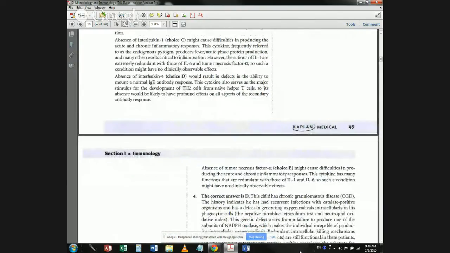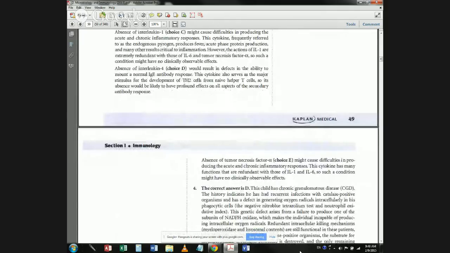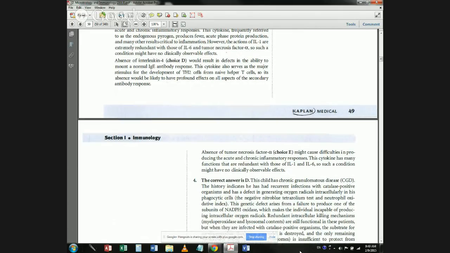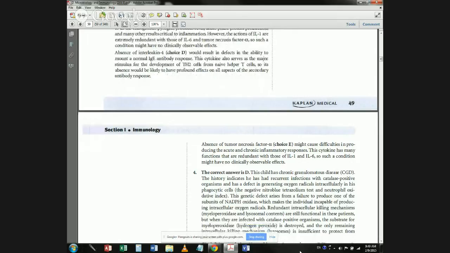D, it is. This child has chronic granulomatous disease. The history indicates he has had recurrent infections with catalase-positive organisms and has a defect in generating oxygen radicals intracellularly in his phagocytic cells. This is shown by the negative nitro-blue tetrazolium test and neutrophil oxidative index. This genetic defect arises from a failure to produce one of the subunits of NADPH oxidase, which makes the individual incapable of producing intracellular oxygen radicals.